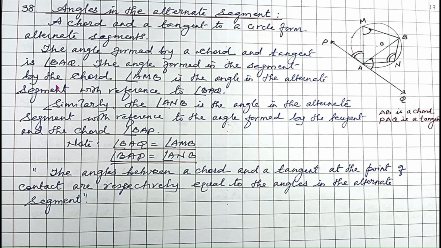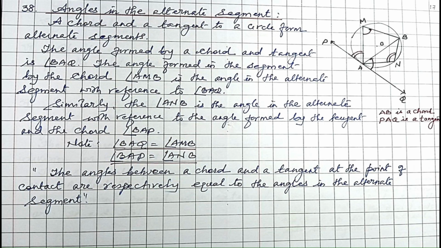The angle formed in the segment by the chord, angle ANB, is the angle in the alternate segment with reference to the angle BAQ. Similarly, the angle ANB is the angle in the alternate segment with reference to the angle formed by the tangent and the chord, angle BAP. And please remember, angle BAQ is equal to angle ANB and angle BAP is equal to angle ANB.